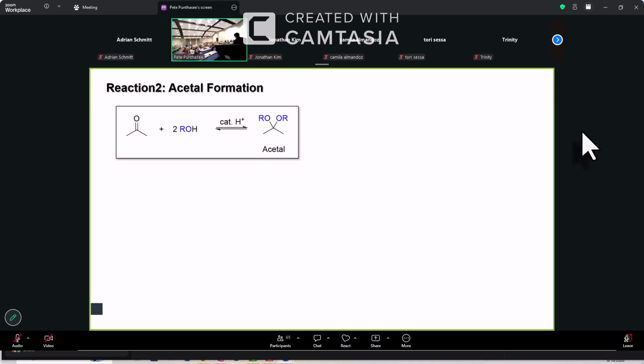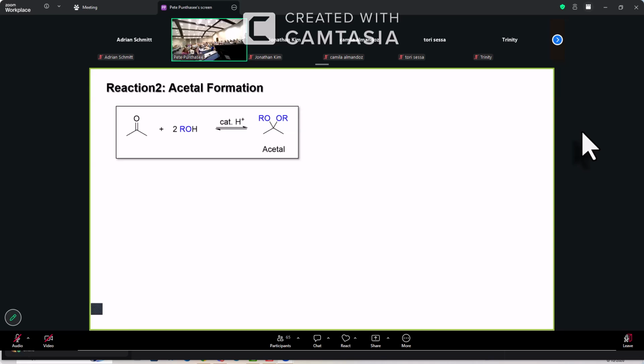Let's start with the next reaction. Okay? We call this acetal formation. You don't have to memorize the name. Just watch. Nothing to do. Put your pen down. Acidic condition or basic condition? This is acidic condition. Okay, let me explain first what's going on in here.